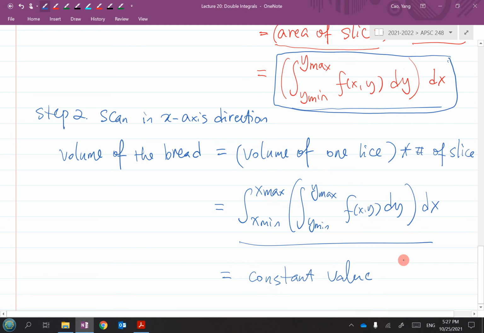So the final value shouldn't be a function of x or y or a mix of x and y. It should be a number. That's basically the result of the double integral.